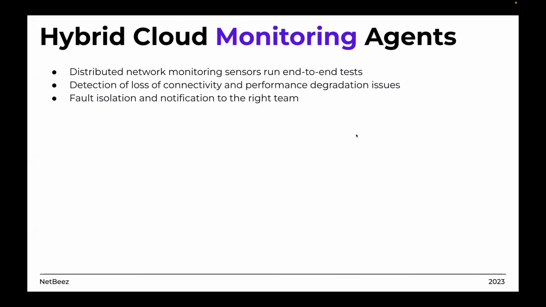So NetBeez has different types of agents to gain visibility between the two environments. These agents allow you to extend your distributed network monitoring to public clouds, detect loss of connectivity or performance degradation issues, isolate where the root cause might reside, and also notify you about performance degradation issues, as we'll see.